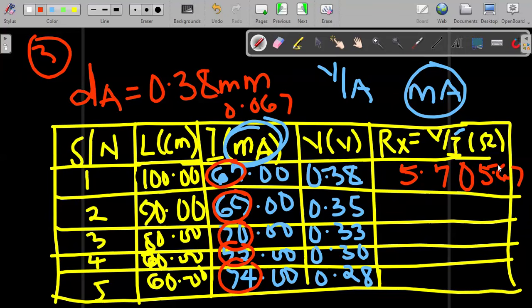Then also do the same thing to the second one. If you do the same thing to the second one, you're going to have 5.10. You're going to have 4.64. You're going to have 4.20 and 3.70. So please copy this table before we go to the second constantan wire B. Copy this table.